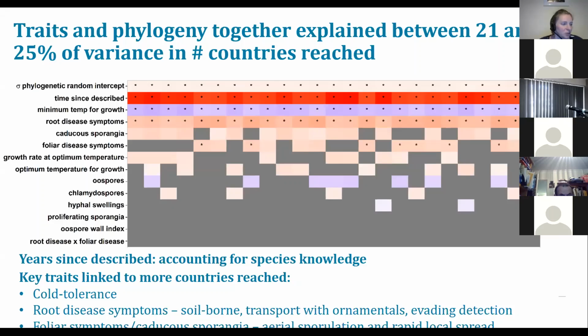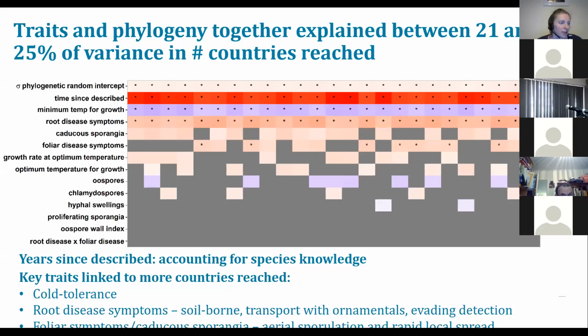So we found species with lower minimum temperatures for growth were those that have been reported in more countries. This is consistent with cold tolerance being linked to Phytophthora species establishment outside of nurseries in Sweden, in those studies that I mentioned by Miguel Redondo and colleagues. There's a caveat there, which is that it's possible that our impact metric is biased by more intensive sampling in northern temperate regions. And perhaps if tropical regions were equally well sampled, we wouldn't find the same result.